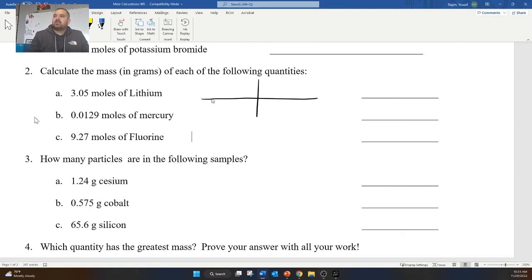So first thing we're going to do, we're going to put in our given information. That's going to be 3.05 moles of lithium. And then because we have moles up here, we need to put moles down here. And we're going from moles to mass.